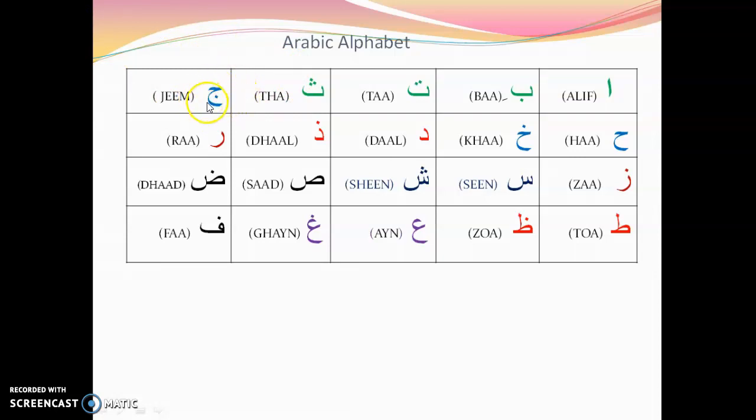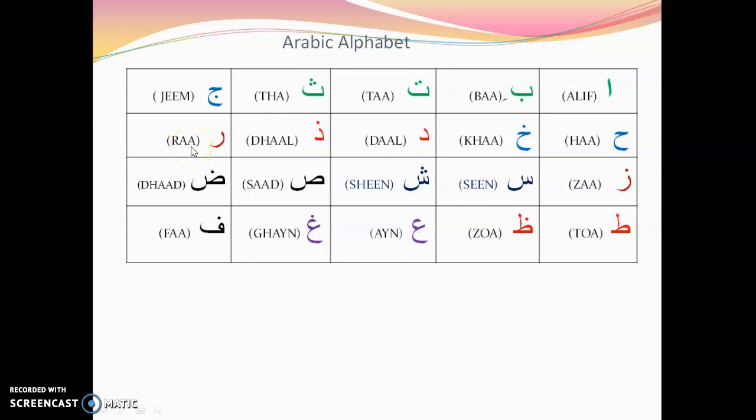Jim, Ha, Kha. You need to pronounce this letter from the right bottom of your throat. Kha. Dal, Zal.